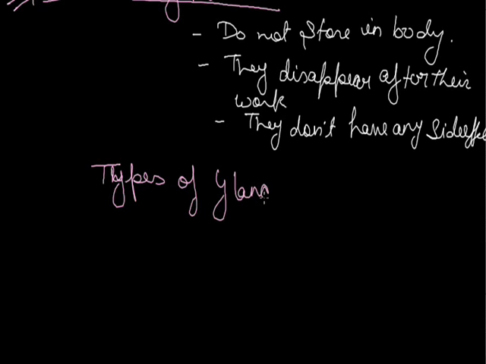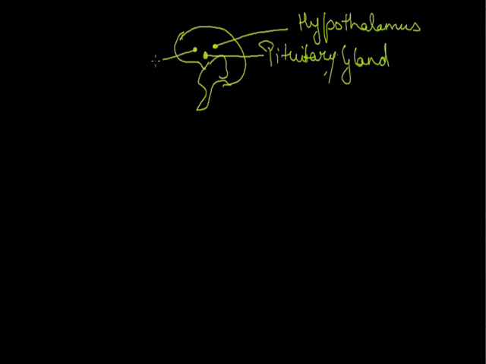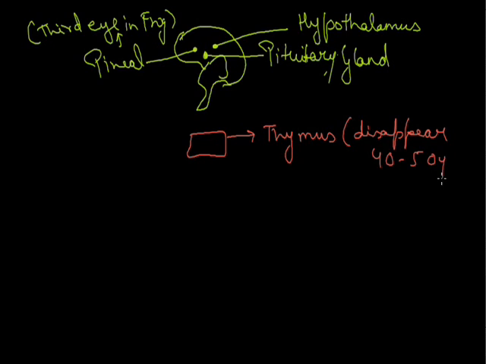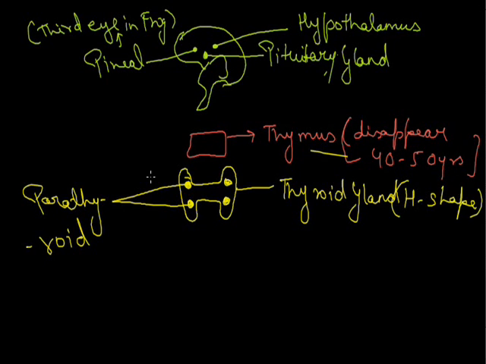Types of glands are here: the pituitary gland, above that the hypothalamus, next the pineal gland, which is called the third eye in frog. Then there is the thymus, which disappears at the age of 40 to 50 years. After that there is the thyroid gland, and in between them is the parathyroid. The thyroid gland is H-shaped with a center called the isthmus.